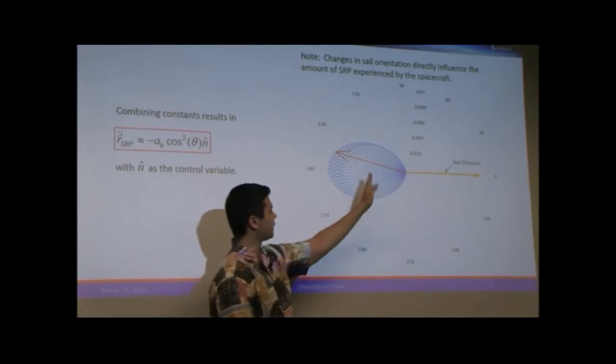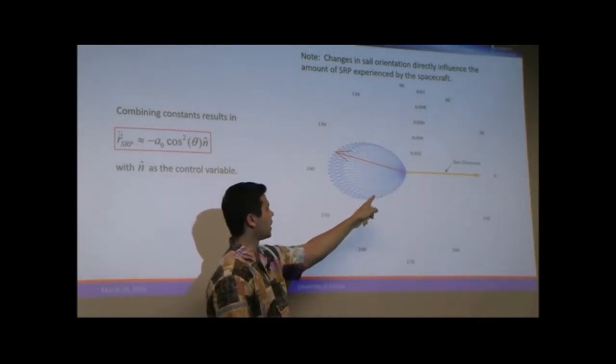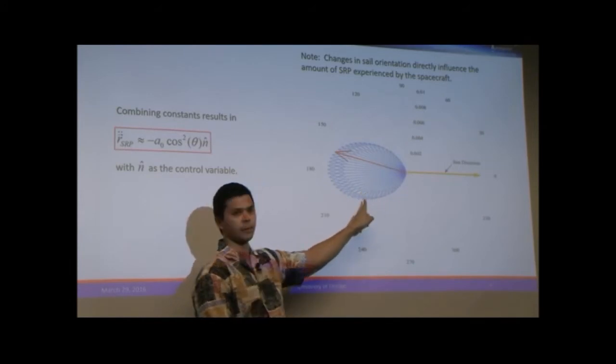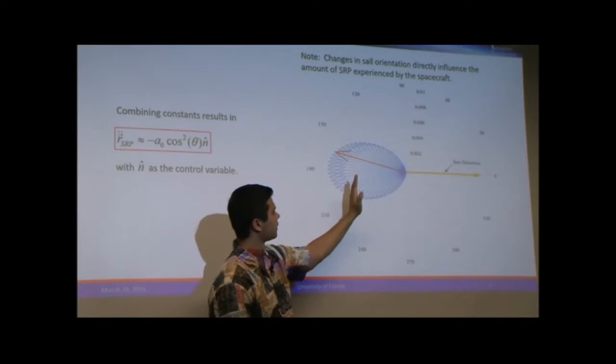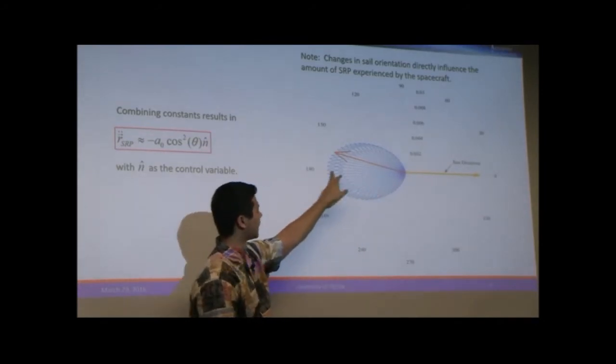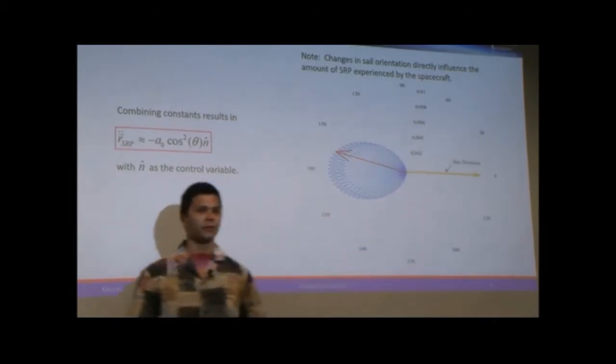So you can see we can point our sail in any direction away from the sun at a cost of the experienced magnitude. If we're completely perpendicular to the sun, then we'll get full magnitude. But if our sail is in line with the sun, we effectively turn off SRP.